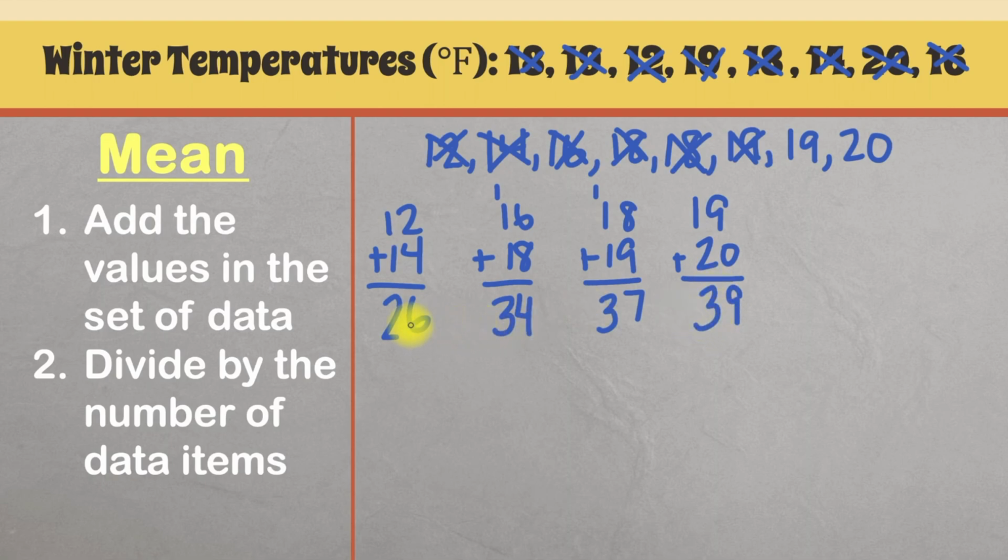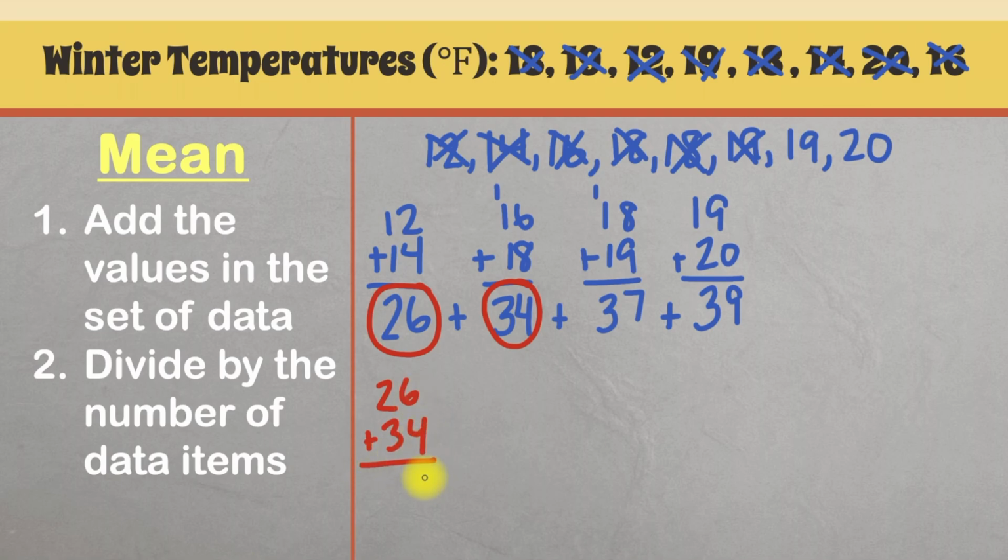So now I have to add all of these items up. 26 plus 34 plus 37 plus 39. So now let's do 26 plus 34.